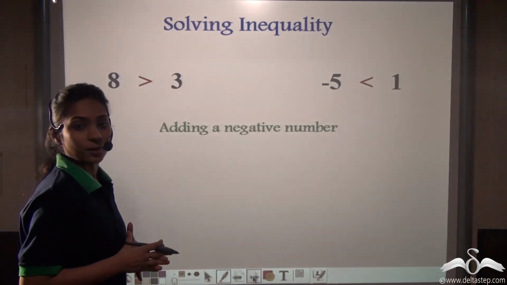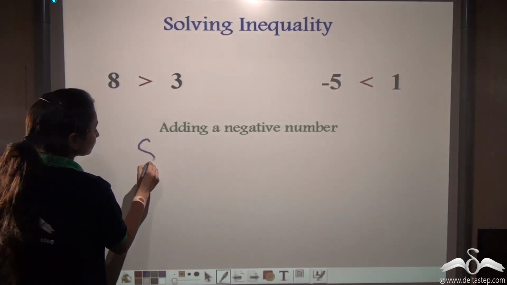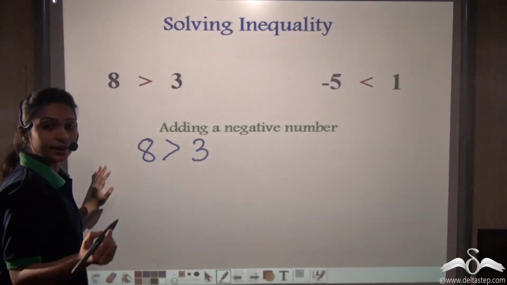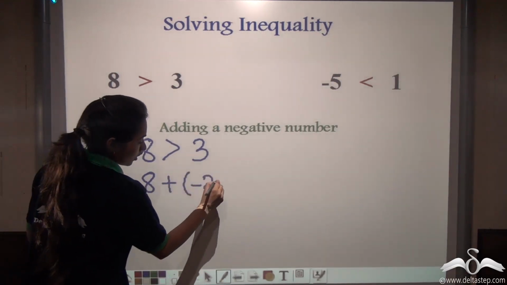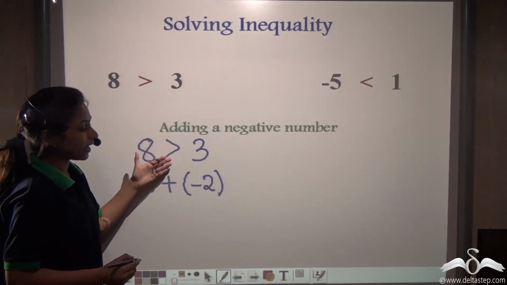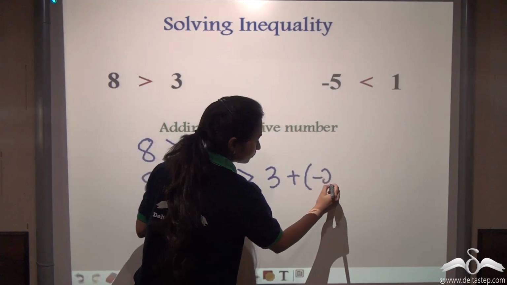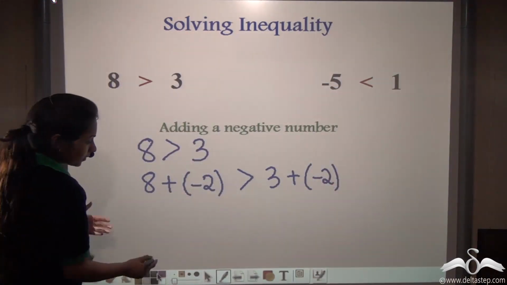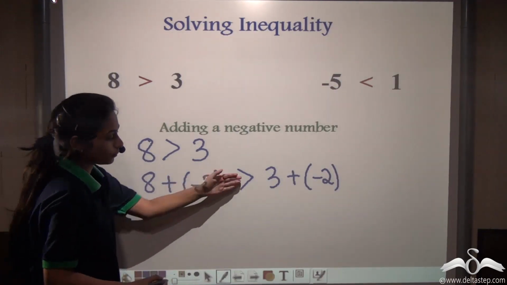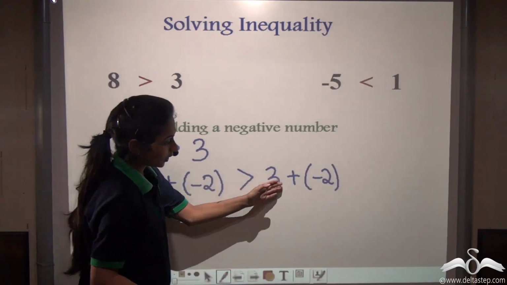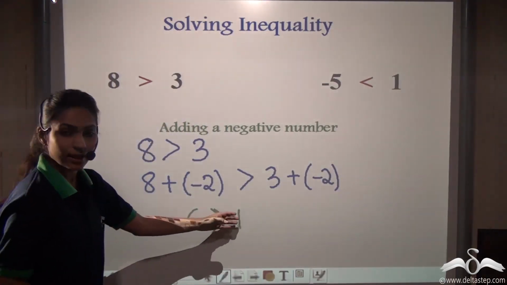What about adding a negative number? Let us try that also. 8 is greater than 3. Add a negative number, say minus 2. So 8 plus minus 2. If the inequation holds true on adding a negative number both sides, it should be greater than 3 plus minus 2. See, what do you get? 8 plus minus 2, that means 8 minus 2, that gives you 6, which should be greater than 3 plus minus 2, that is 3 minus 2, which is 1. So again, 6 is greater than 1.